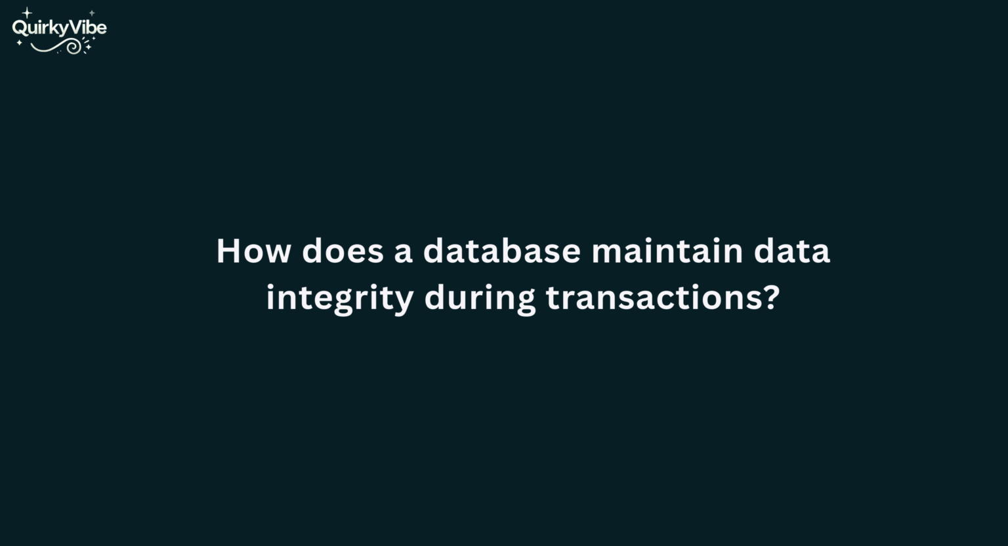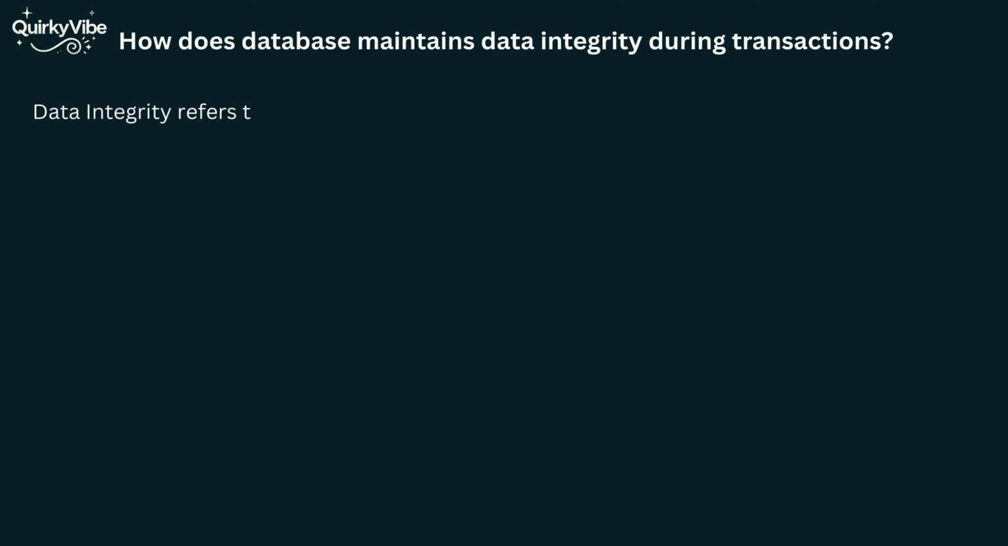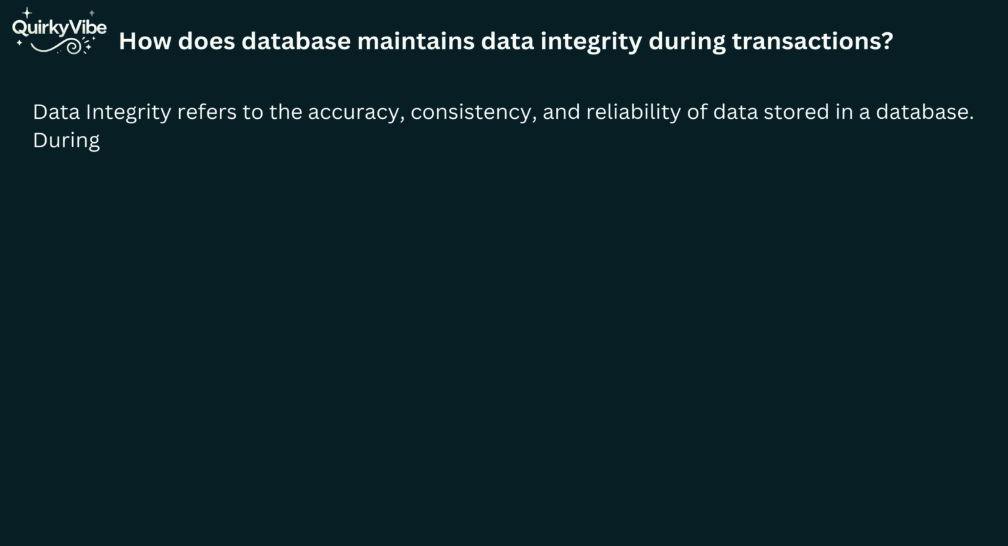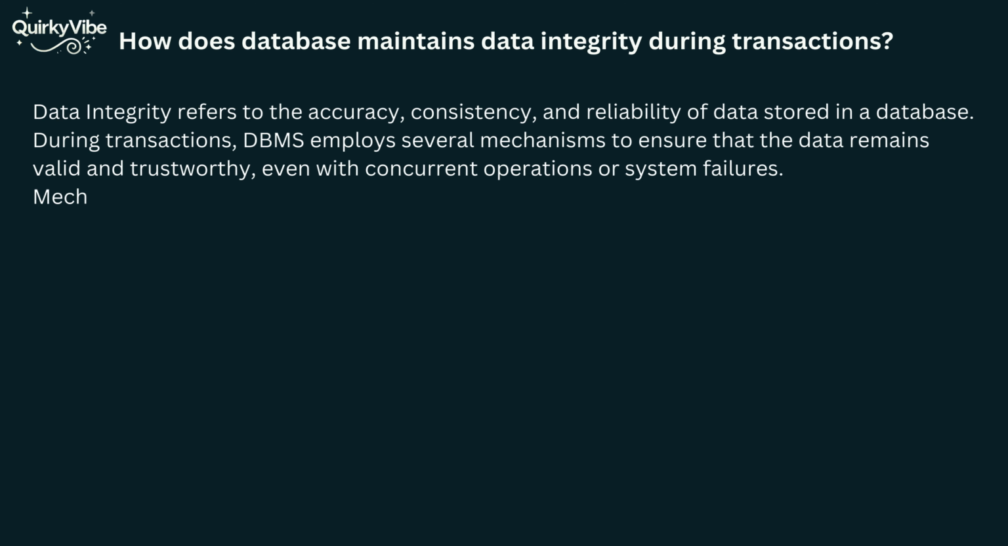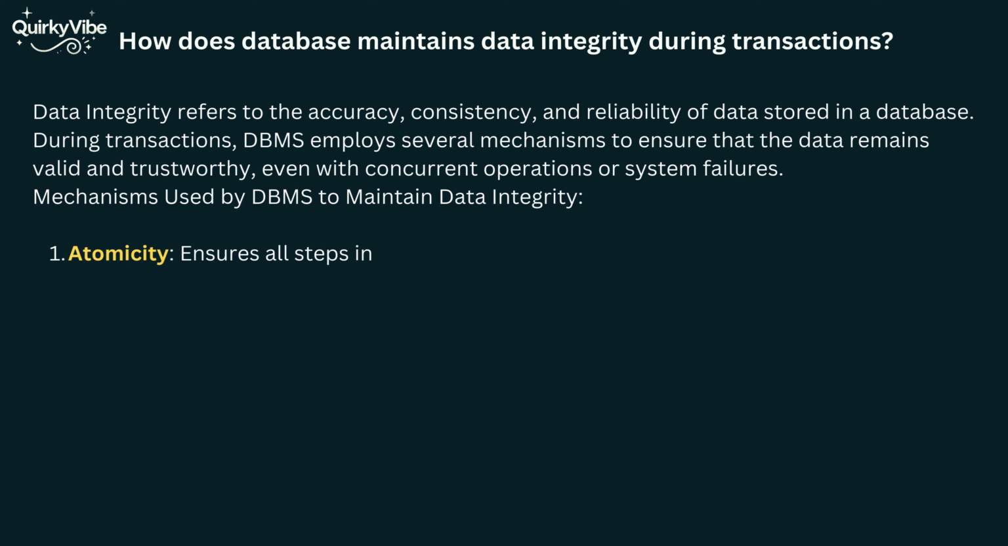How does a database maintain data integrity during transactions? Data integrity refers to the accuracy, consistency, and reliability of data stored in a database. During transactions, DBMS employs several mechanisms to ensure that the data remains valid and trustworthy, even with concurrent operations or system failures. Atomicity ensures all steps in a transaction complete or none do.